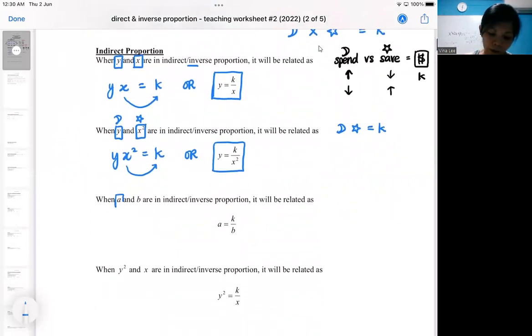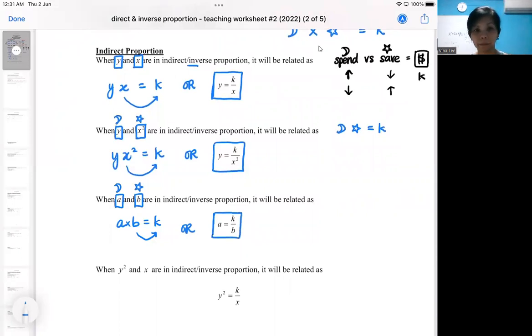We can change a variable around. As long as they are in inverse direction, the multiplication will be equal to a constant. So you can manipulate them, and you got A equal to K over B. When the two variables are in inverse proportion, you can see it as a product equal to a constant. The constant is like your fixed pocket money, or it's like the fixed renovation to be done on a house.